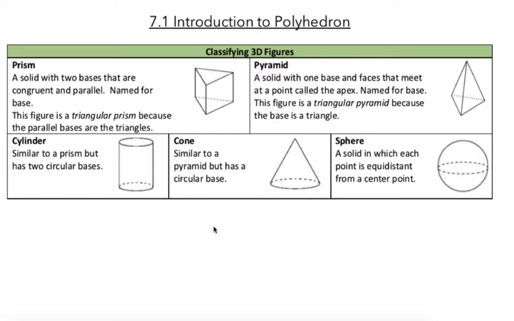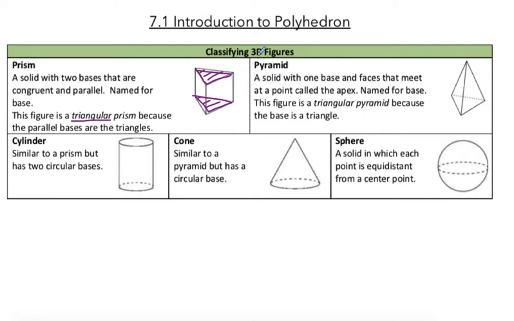The first one is a prism. A prism is a solid with 2 bases that are parallel and congruent. We name the prism for the base. This figure is called a triangular prism because the parallel bases are the triangles. This triangle here and this triangle down at the bottom are the 2 bases that are being connected by these rectangles. That's why we name this a triangular prism, because the 2 bases are these 2 triangles here.